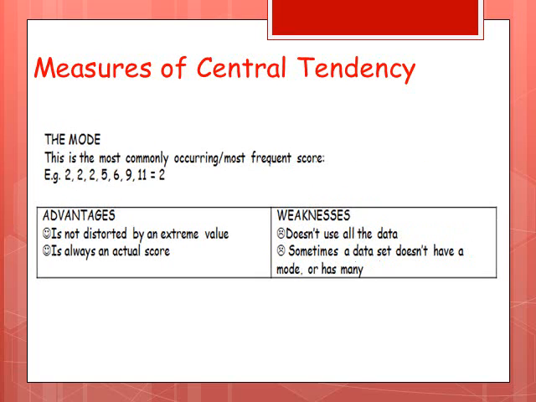The mode is the most common or frequent score, so it's not distorted by extreme values, it's always an actual score. However, it doesn't use all the data, and sometimes the data doesn't have a mode, or it has more than one mode.